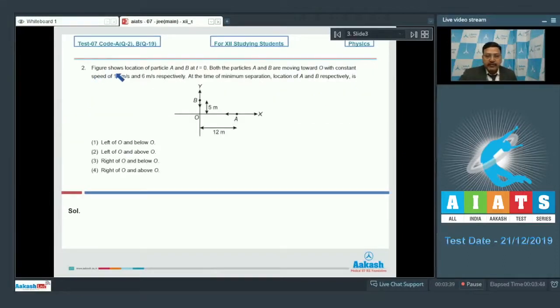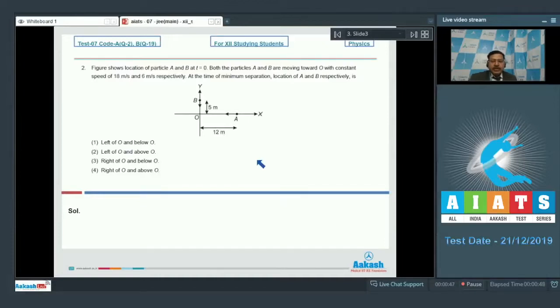Question 2 says figure shows location of particle A and B at t equal to 0. Both the particles A and B are moving toward O with constant speed of 18 meter per second and 6 meter per second respectively. At the time of minimum separation, location of A and B respectively is left of O and below O, left of O and above O, right of O and below O, right of O and above O. And this diagram is given to us. Obviously the question is based on the concepts of relative velocity.